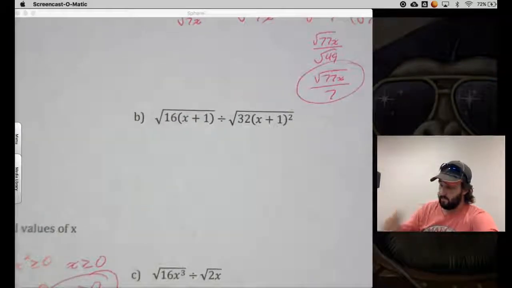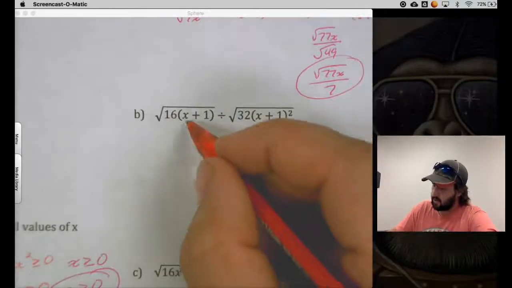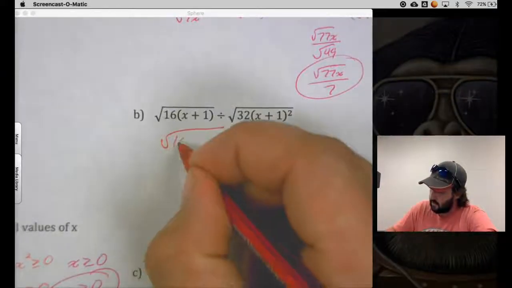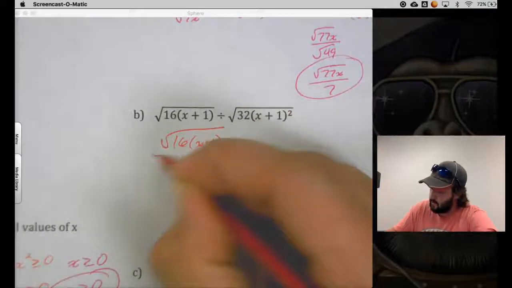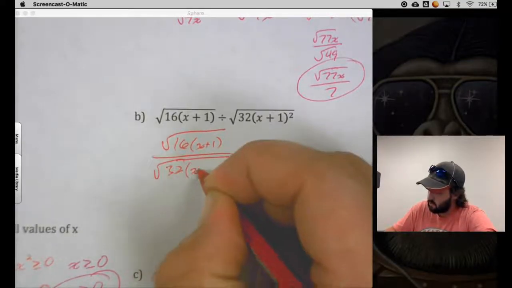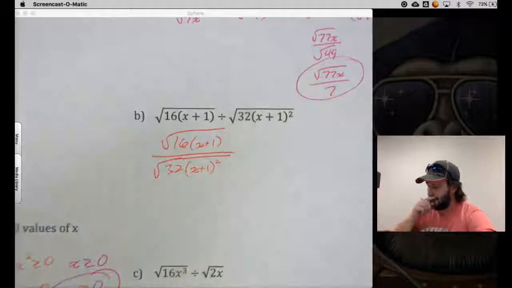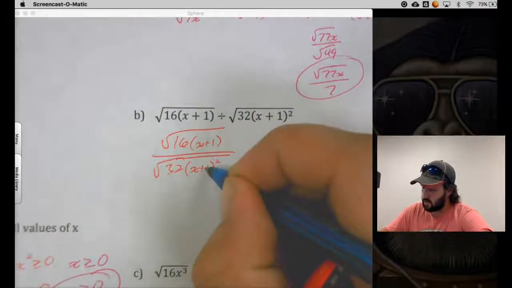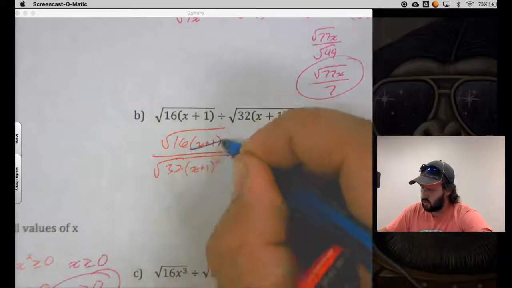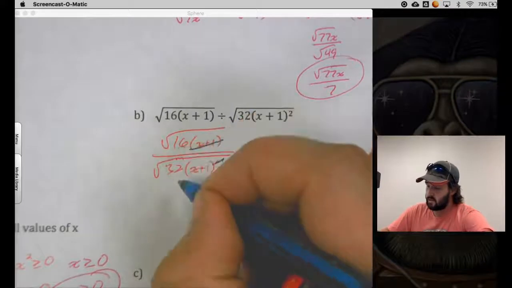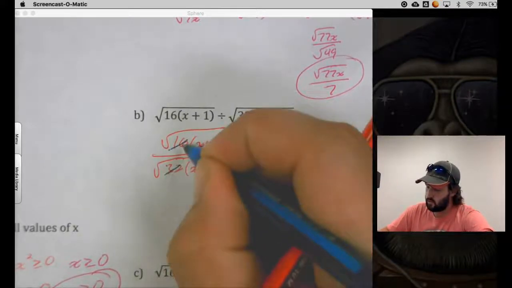That will be our solution. Alrighty, moving on. So we have here the square root of 16 times x plus 1 over root 32 times x plus 1 squared. So now here, go ahead and reduce. x plus 1 squared and x plus 1, one of these will divide out, so we're going to have an x plus 1 in the denominator. 16 over 32 will reduce to 1 over 2.